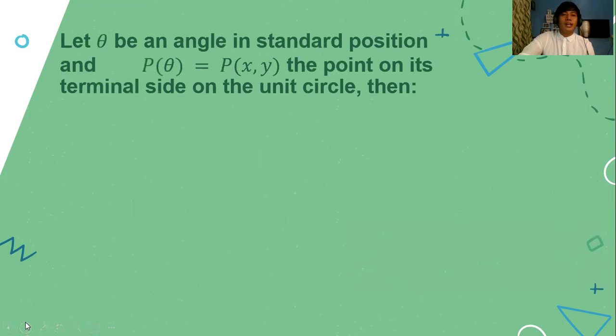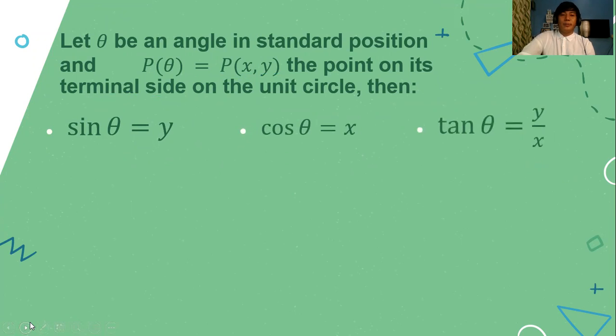So we let theta be an angle in standard position, and remember that P of theta will be equal to P of x, y, which is what we call the trigonometric point, in which for every terminal side of the unit circle, it will represent a certain function of the angle. So here is the summary again of the sine, cosine, and tangent functions.